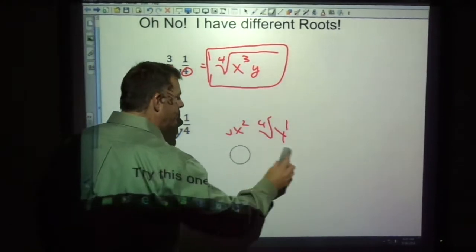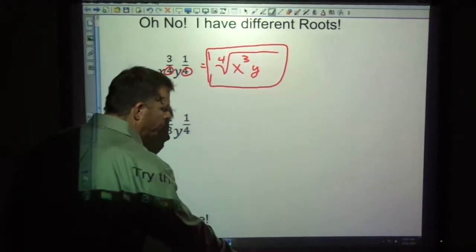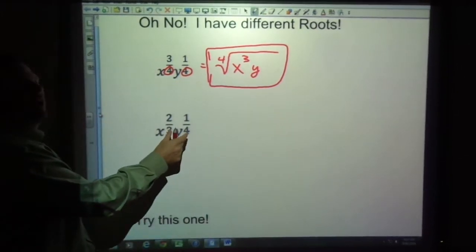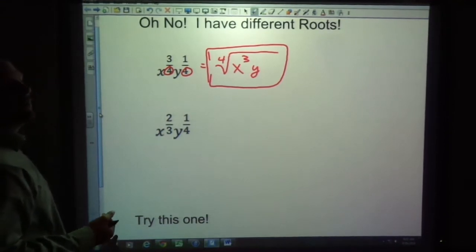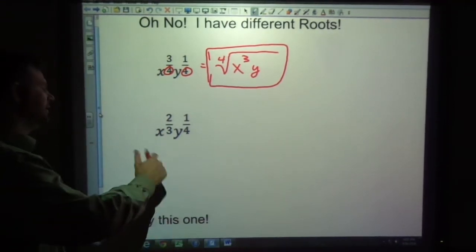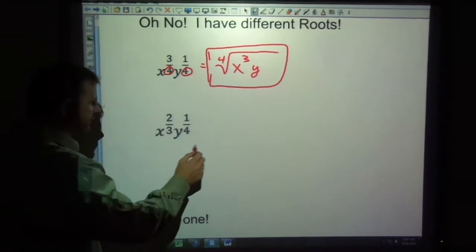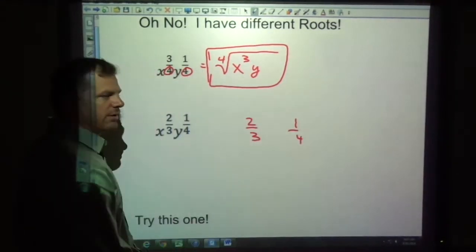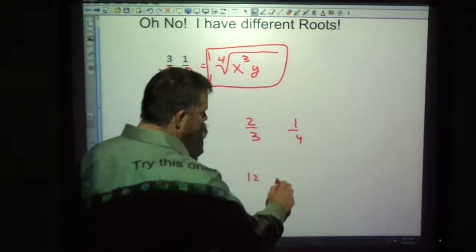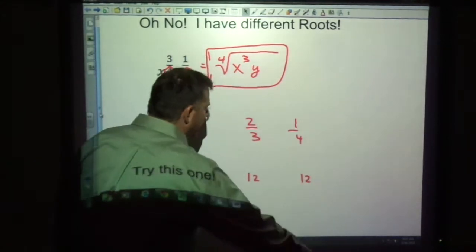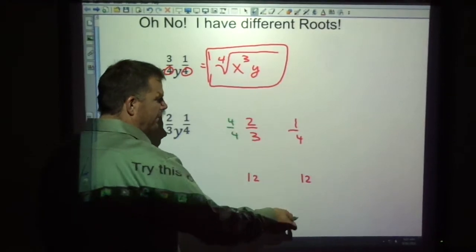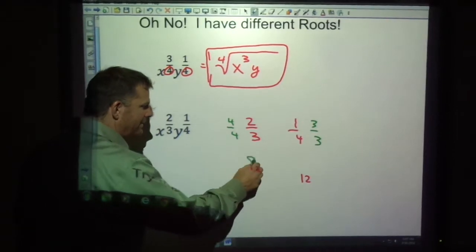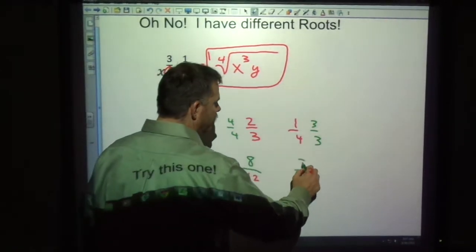I need to figure out how to make them into one radical with one root. And the trick here is we need these bottom numbers, these denominators to be the same. We need a common denominator. So just think about how we would change fractions if I have 2/3 and 1/4, how I would change those into common denominators. I could make them both into 12 if I multiplied this one by 4s and I multiplied this one by 3s. That would give me 8 and that would give me 3.